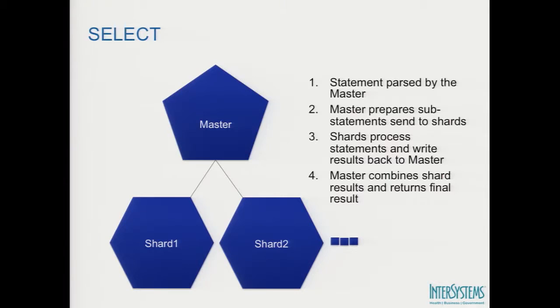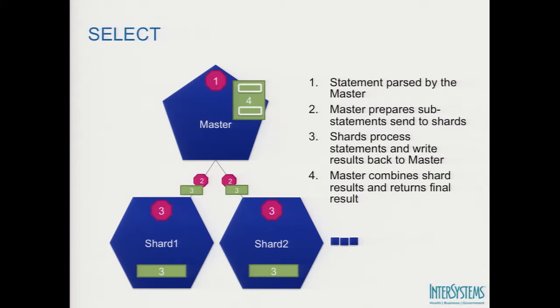So select. Very similar to parallel SQL. Master would parse the statement. It would prepare substatements to send to the shards. Shards would reach to the data that's local to the shard, calculate the partial results, send them back to the master, and finally master would aggregate these results and deliver the final results to the requesting client.